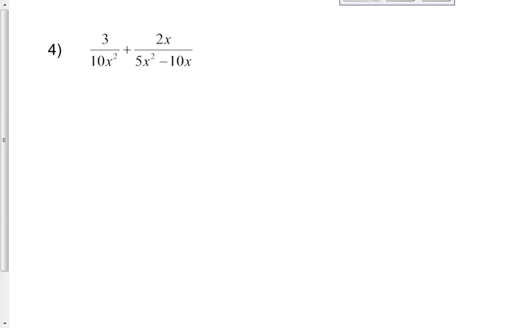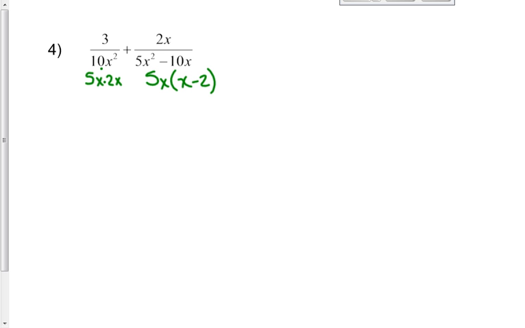The next one, 3 over 10x squared plus 2x over 5x squared minus 10x. I'll start by factoring this second one. We'll take out a 5x, that's going to leave me with x minus 2. The first one is 10x squared. So if I think about 10x squared, and I know that 5 actually goes into 10, I just want to rewrite this. It might make it look a little easier as 5x times 2x. You all agree that that would give me my 10x squared.